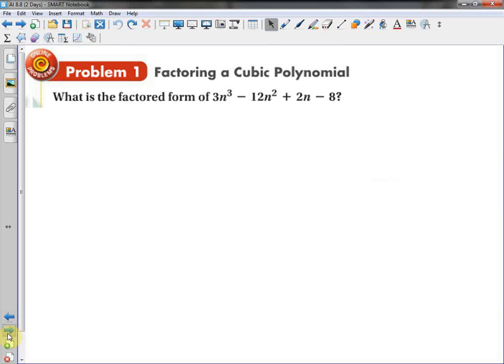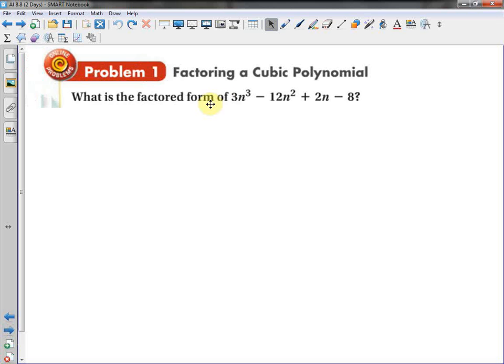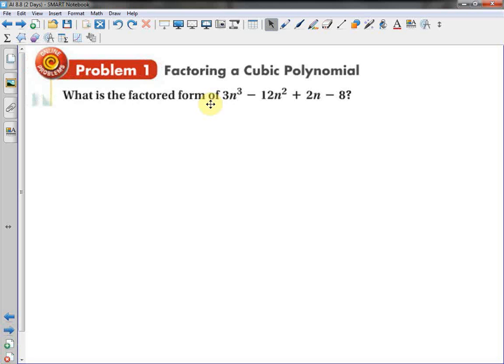All right, problem 1. What we have here is a cubic polynomial, which means we have an n value to the third, right? Which is a little bit more than what we're used to. We did stuff like this. That right there is extra. So we need to have some strategies to do that. So we need to have a couple of steps. The first one here is to look for the GCF, right?